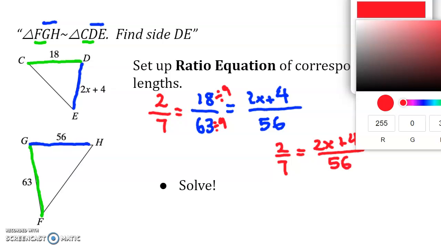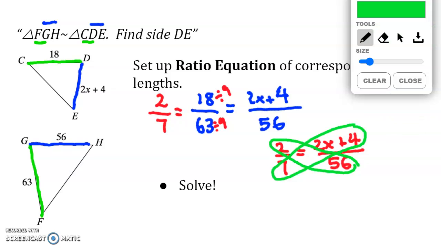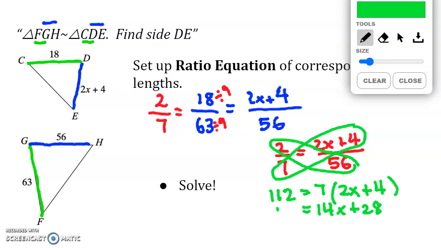And then yes, we can cross multiply, where I am multiplying 2 times 56 and 7 times 2x plus 4. So that becomes 2 times 56. What's 2 times 56? That's 112. I can even do this in my head because I've already simplified. And 7 times, again, I'm going to use parentheses so that I do not lose anything. That becomes 7 times 2x is 14x, and 7 times 4 is plus 28. So 112 is equal to 14x plus 28.